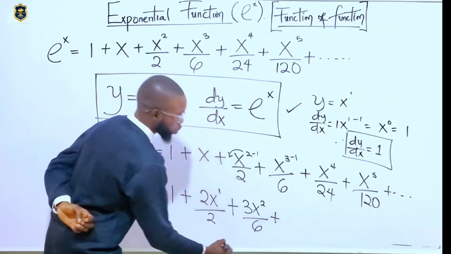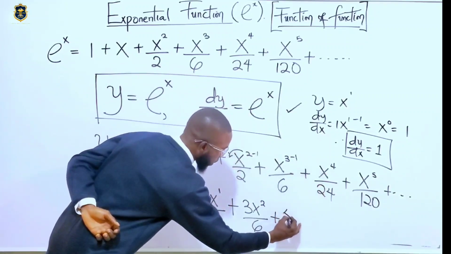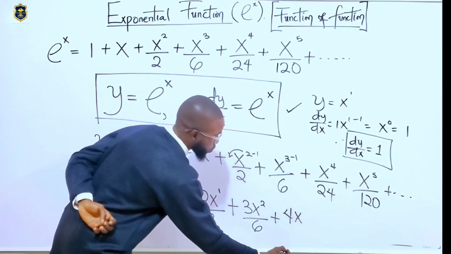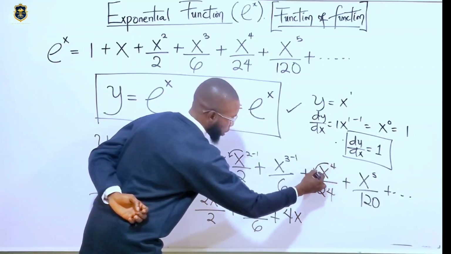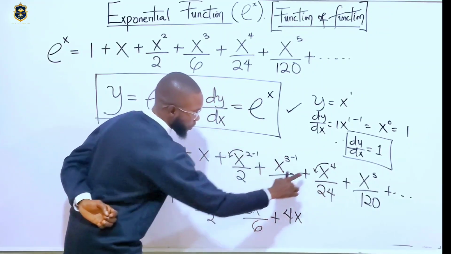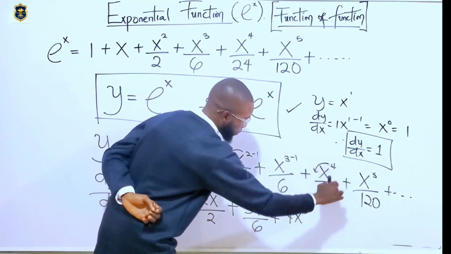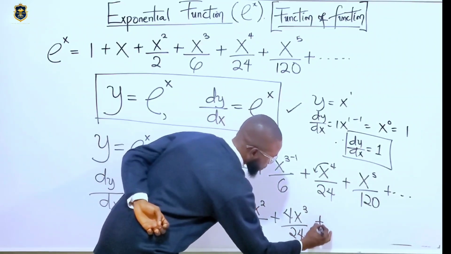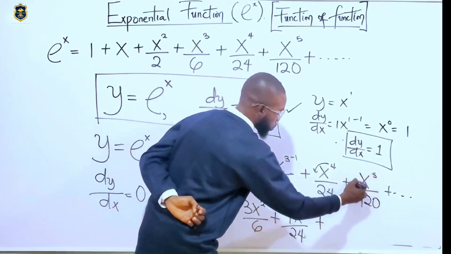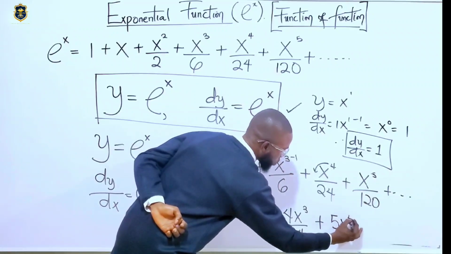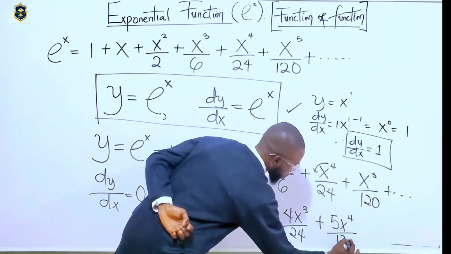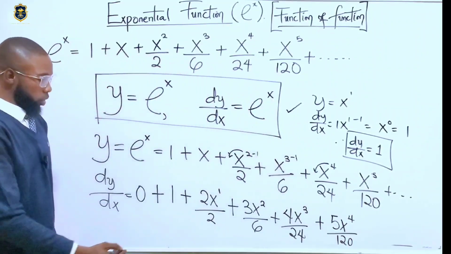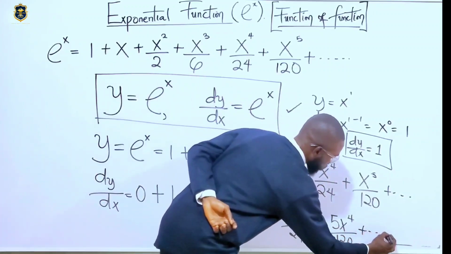If we differentiate that, we're going to have 4x raised to the power of... plus 4 will come here. Just as 3 came here, 4 will come here, 4 will multiply whatever is here, and then 4 minus 1, which is 3 over 24. Plus, we differentiate this, we're going to have 5x raised to the power 4 over 120, right? And so on and so forth.